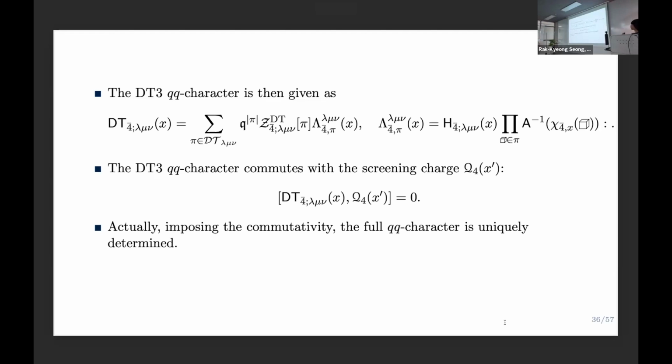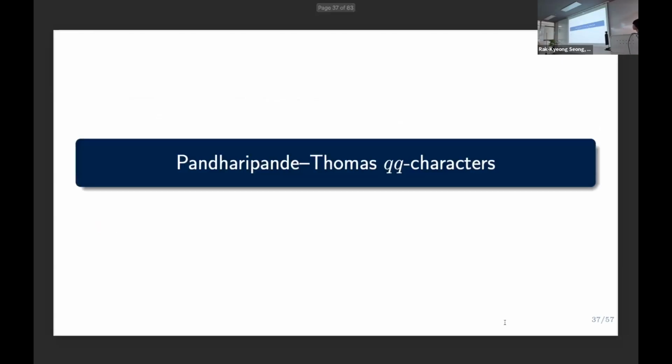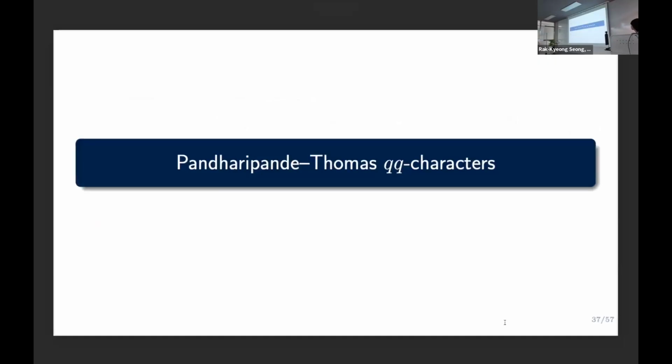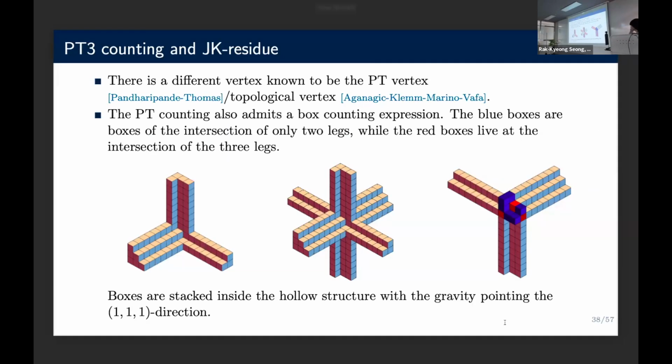nice framing node. But the new perspective will be what happens if you think of the PT QQ characters. So I think this will be the main part, so I'll focus on this. As we know from the topological vertex and everything, we have a different vertex known as the PT vertex, or the generalization of the topological vertex. And this PT counting also admits nice box counting expressions.